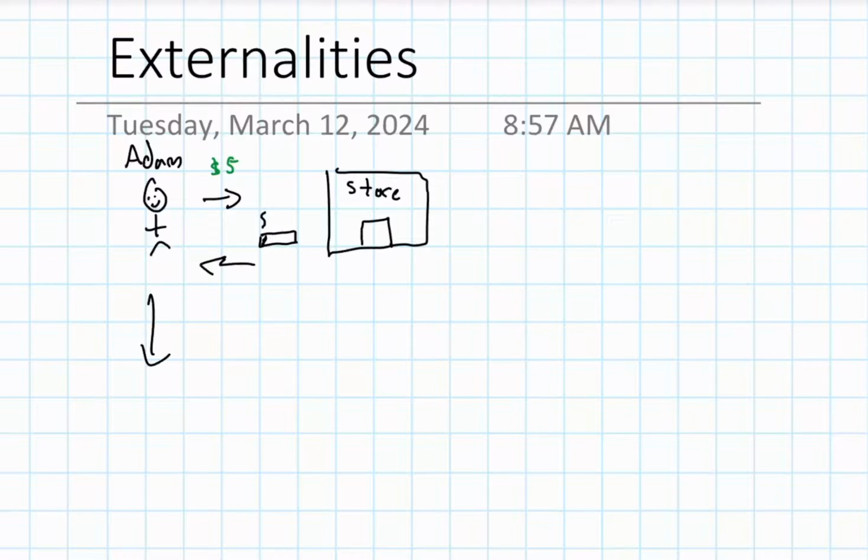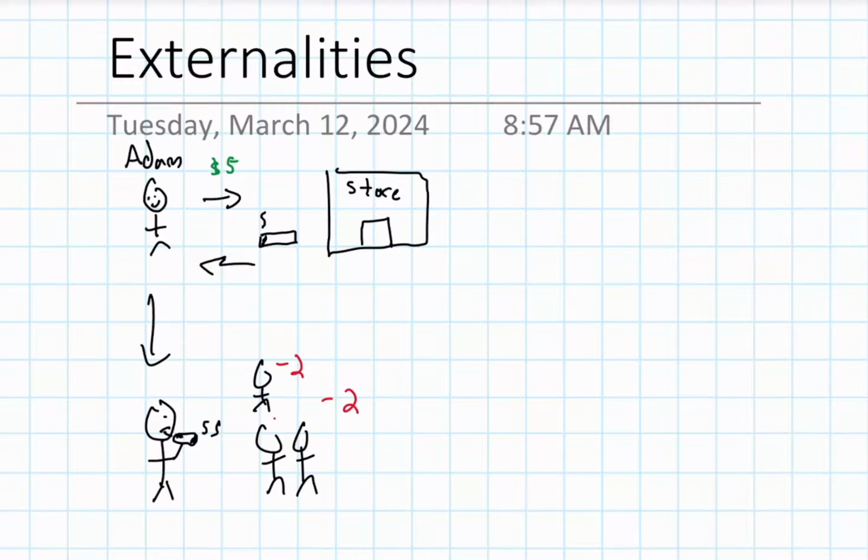And then I go, and you know me, I start smoking my cigarette. And then you have all these people around me. And what's happening is as I smoke this cigarette, it's harming them. They don't like the fact that I'm smoking a cigarette. And let's say it's causing $2 in harm to them.